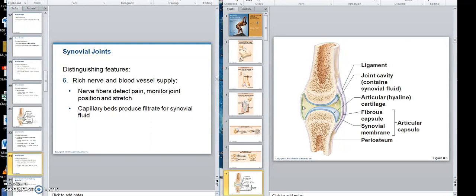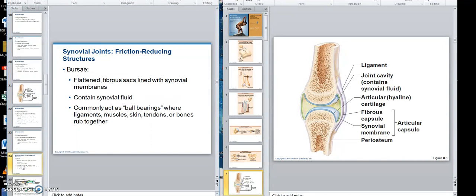Think about it. If you're going to make the next step, how can you make it unless the brain is informed of what the previous step is, or the position of the footing. Nerve fibers detect pain in these joint areas. So if you get hit, the joint area is inflamed. Capillary blood vessels supply the ultrafiltrate, shall we say, going through the synovial membrane to get the synovial fluid.